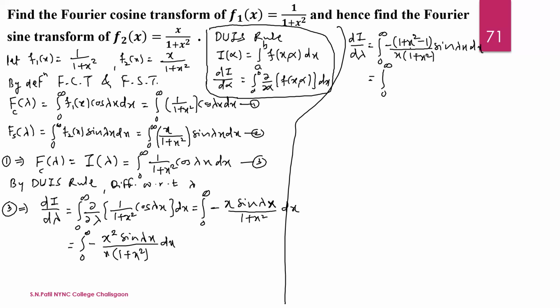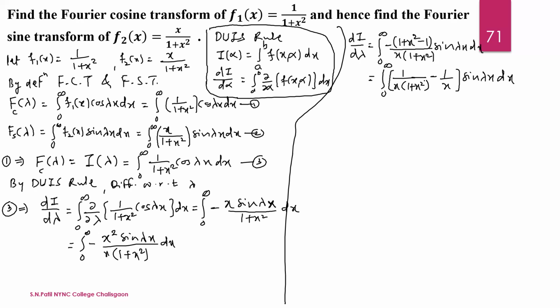Now separate the denominator, meaning 1 plus x square divided by x into 1 plus x square. The 1 plus x square cancels and we separate here. The minus sign is there. First we write the plus term: the minus sign multiplied by the minus 1 becomes plus, that is 1 upon x times 1 plus x square. When we separate the first term, 1 plus x square divided by the denominator, the 1 plus x square cancels, and with this minus sign we get minus 1 upon x, sine lambda x with respect to x.